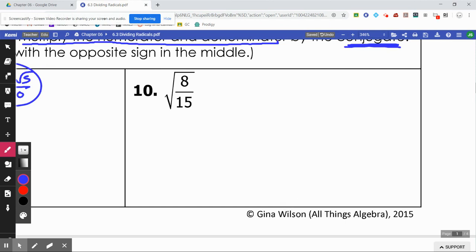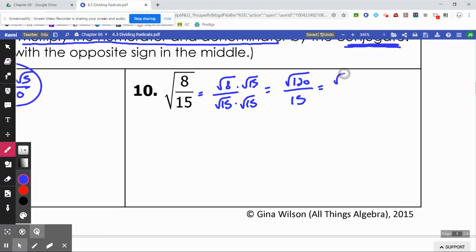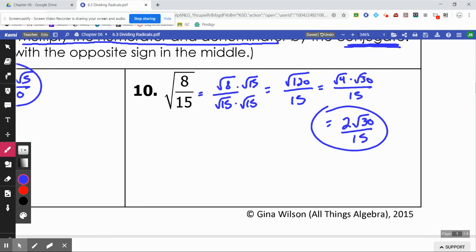Number 10, we do have to split this first. So you have root 8 over root 15. We're going to multiply top and bottom by that root 15. On top, you have the square root of 120 now. On bottom, you have just the plain 15. No more radical on the bottom. The top, I think, will simplify a little bit. We'll split it into root 4 times root 30 over 15, and the root 4 is a 2. So 2 root 30 over 15.